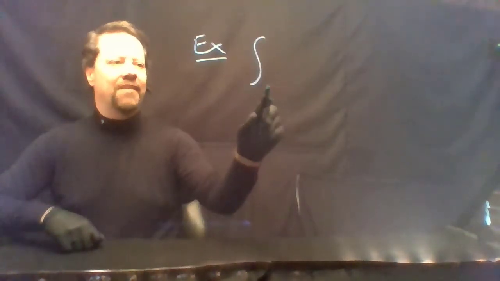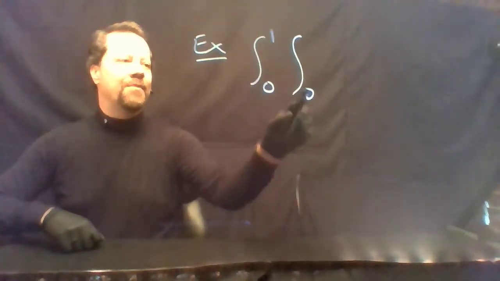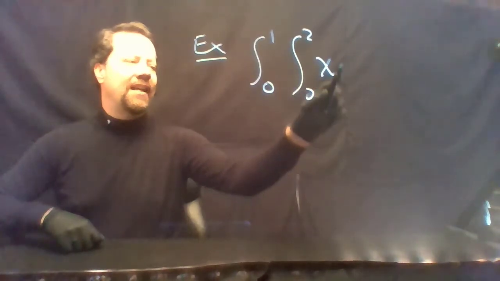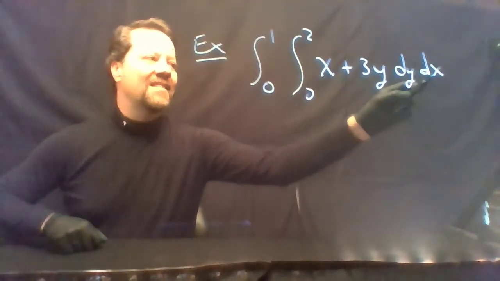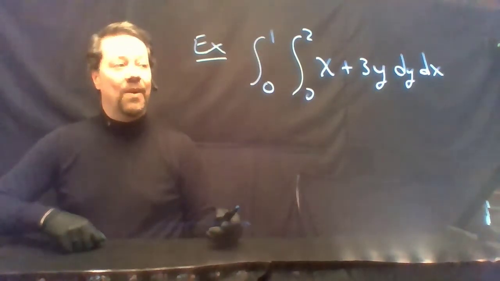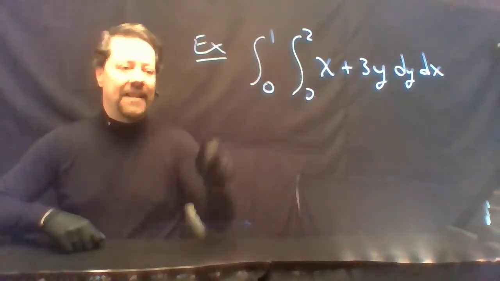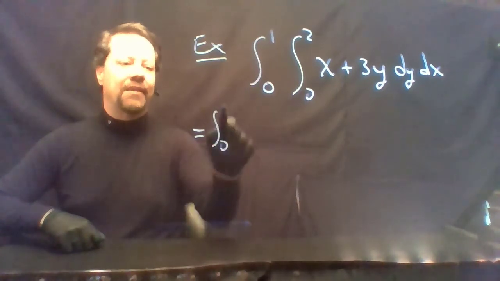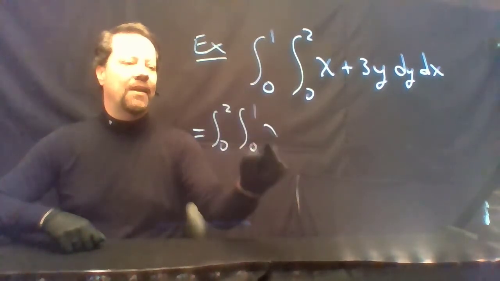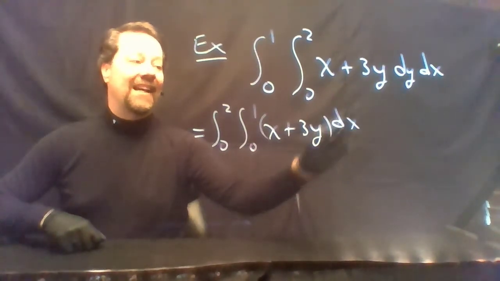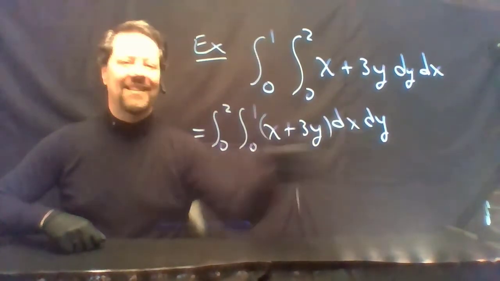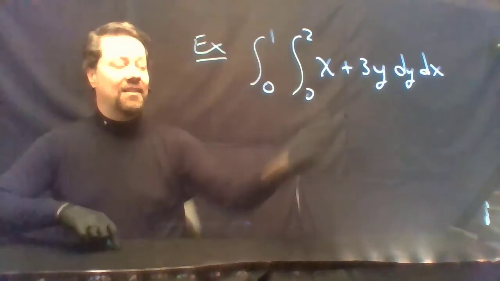Let's do a quick example. Let's suppose we're integrating from 0 to 1 and from 0 to 2, x plus 3y dy dx. According to this corollary to Fubini's theorem, you should get the same thing if you integrate from 0 to 2, 0 to 1, x plus 3y dx dy. Let's see if that's true.